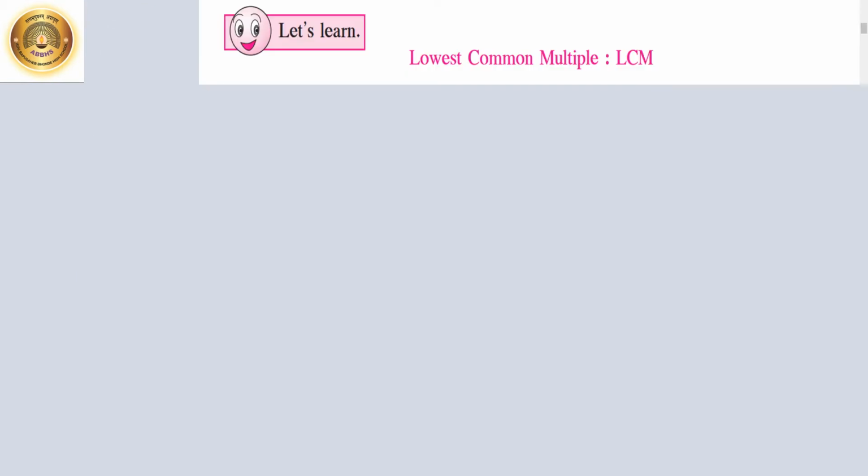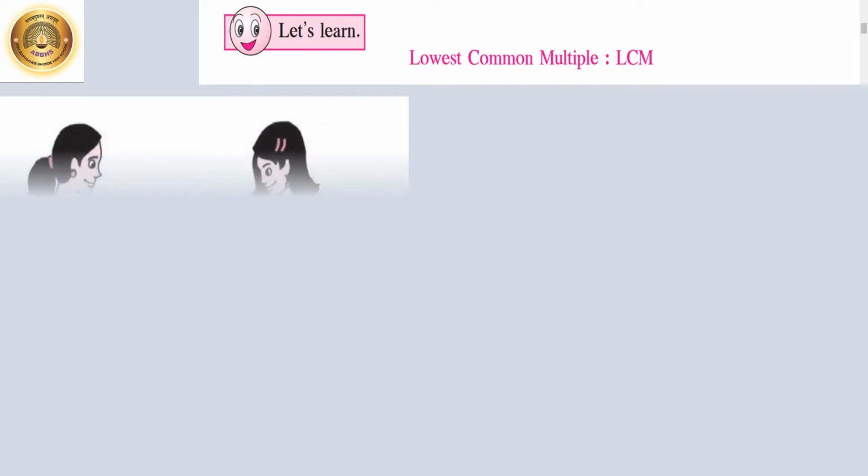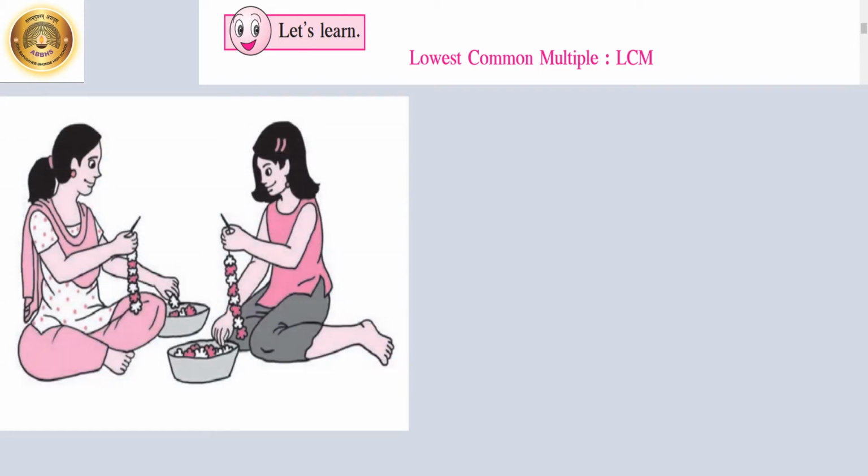Let's learn lowest common multiple. Observe the picture. She is Rehana and she is Annie. Rehana and Annie are making garlands of flowers. Both have to be given an equal number of flowers in their basket. See students, baskets are with them.